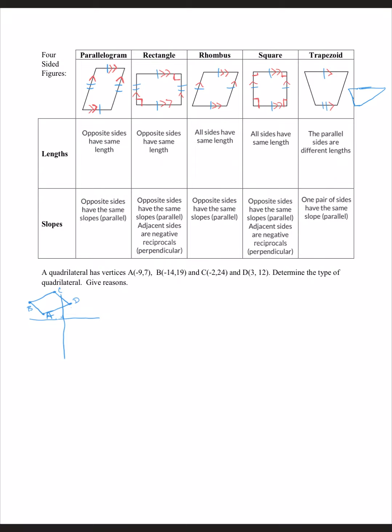We're not too sure. So we're going to set up the same table we set up with our triangles, and we're going to determine the length and the slope of all of those side lengths. So we have AB, we have BC, we have CD, and then we have finally DA. So we're going to have to determine the length, and we're going to have to determine the slope. So set up your table just like we did on the front.